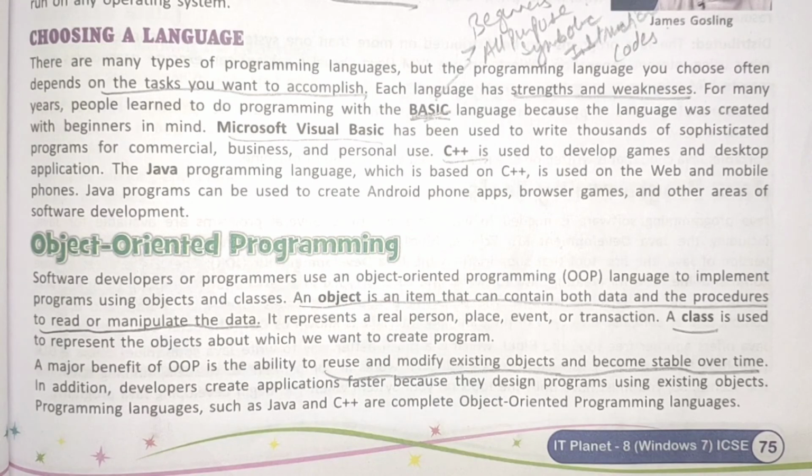While explaining the definition of object-oriented programming language, I explained to you that object-oriented programming language deals with real-life entities. So here we can say that programming languages such as Java and C++ are complete object-oriented programming languages.